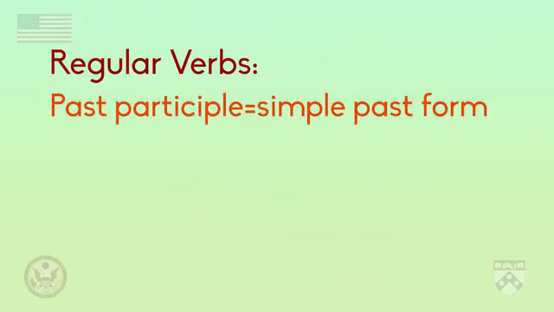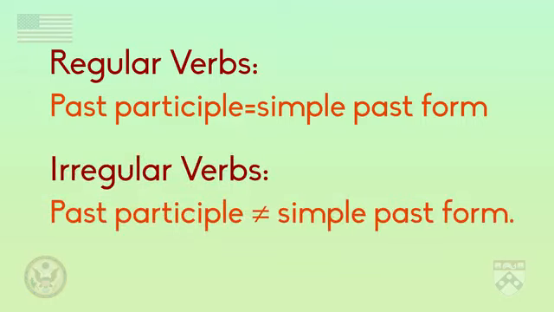With regular verbs, the past participle will be the same as the simple past form. However, with irregular verbs, it will usually be different. Again, good English grammar books will list the past participle of irregular verbs. You should become familiar with them. The verb be is an example of an irregular verb. The simple past form is was or were, and the past participle is been.